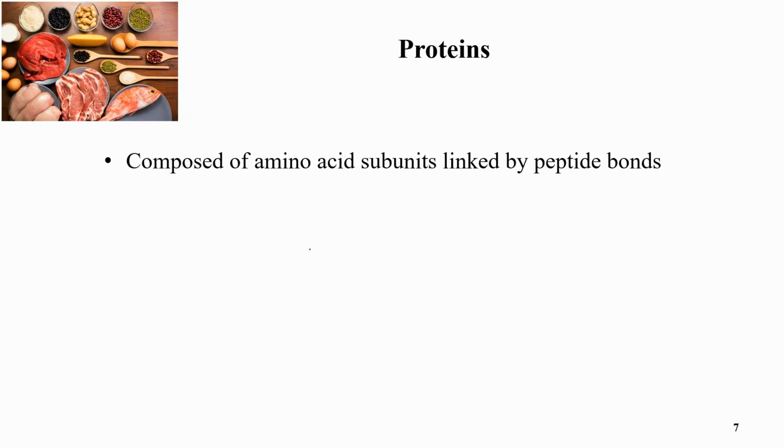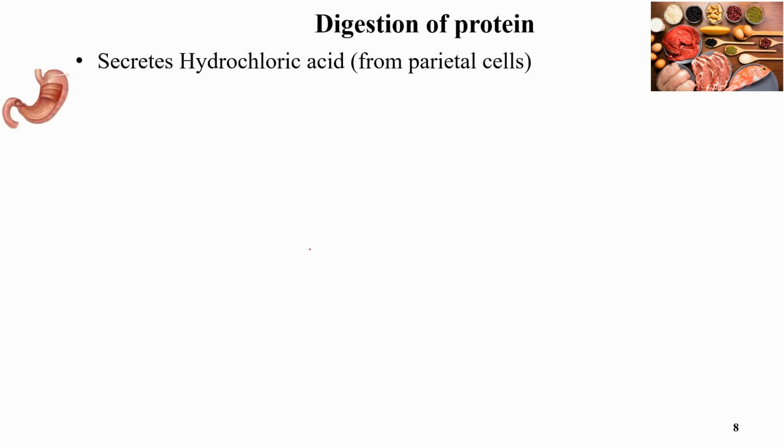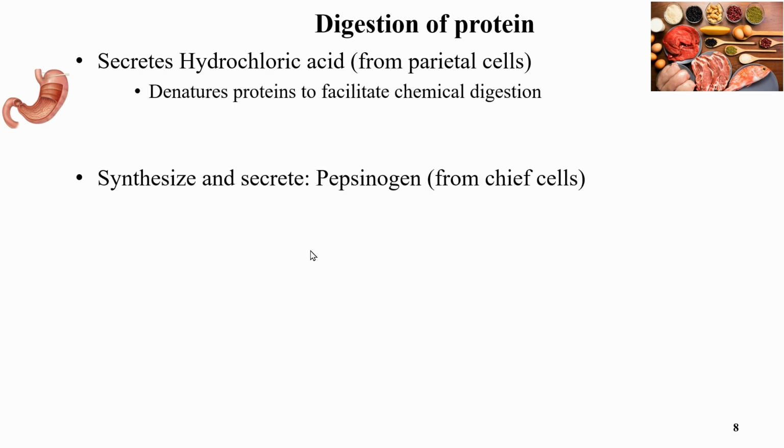Proteins, so your fish, your steak, things like that, are large and long strands of amino acids. Okay, and the amino acids are linked by peptide bonds. So where does digestion of protein start? This starts, number one, in the stomach and with the help of hydrochloric acid. So hydrochloric acid will begin the process of denaturing your proteins.